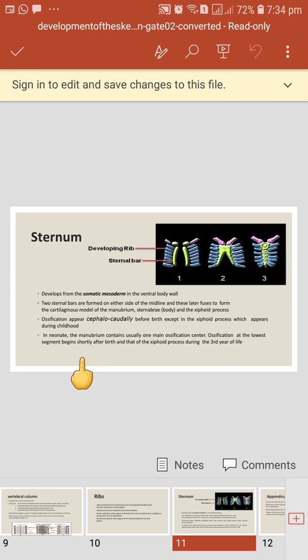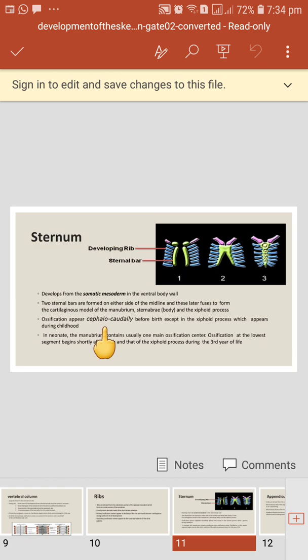Now comes the sternum. The sternum develops from the somatic mesoderm in the ventral body wall. There are two sternal bars which are formed on either side of the midline, and these later fuse to form the cartilaginous model of the manubrium, sternum, which is the body, and the xiphoid process.